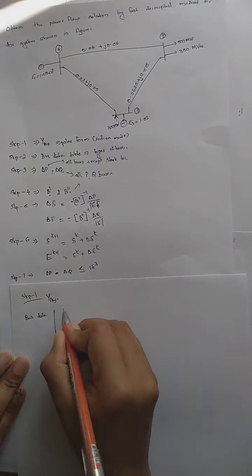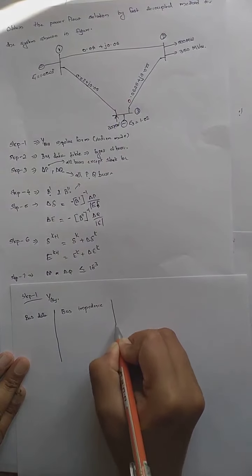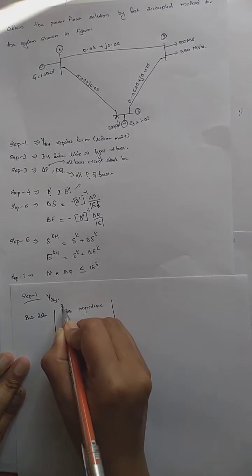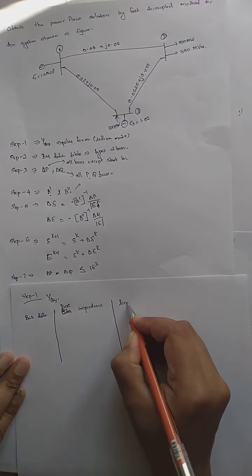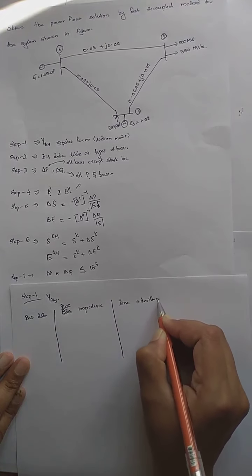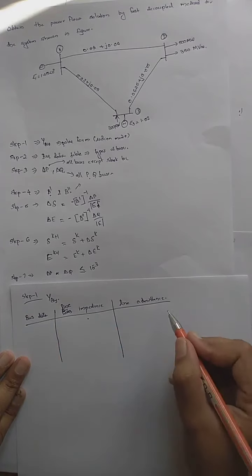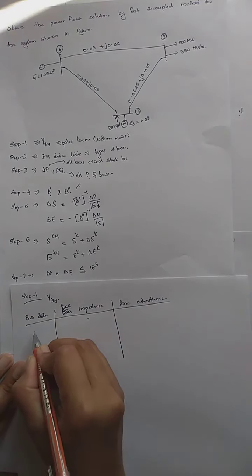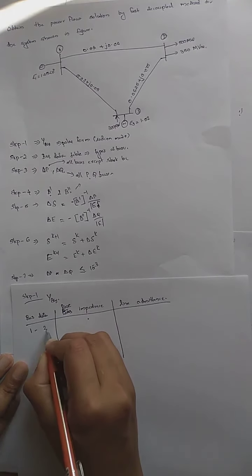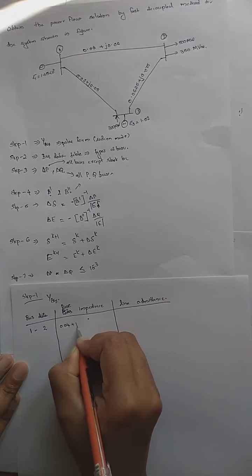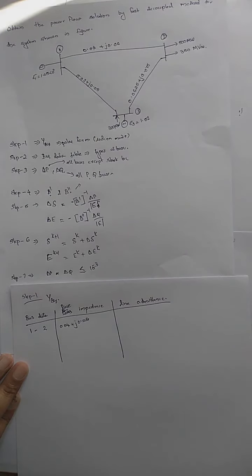So we have to form the table: bus data, line impedance value and line admittance. We are finding our Y bus. For the first line, the bus data is from bus 1 to 2 and the value is 0.04 plus j 0.05. So what is the line admittance?